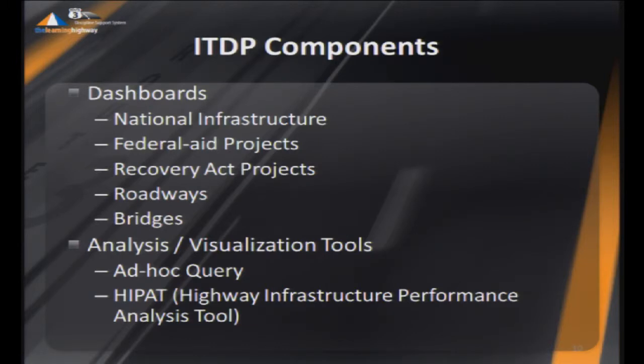The ITDP has several major components. One of them is dashboards, and by dashboards, these are just really quick looks at the data, a way to quickly look at the data and get a feel for what's going on. And there are really 5 dashboards we've done there. One is on infrastructure, one's on federal aid projects, one's on Recovery Act projects, one on roadway, and one on bridges. And those pretty much mirror the different information we're getting from those data sets I mentioned before. The other part are the more advanced tools. We have a more advanced ad hoc query for analysis of the data that I'll show you. And then the real visualization tool is HiPat. This is the Highway Infrastructure Performance Analysis tool, and I'll talk about that one in more detail separately.